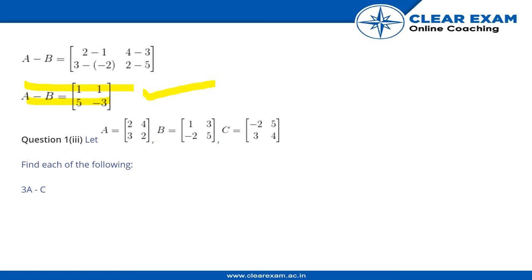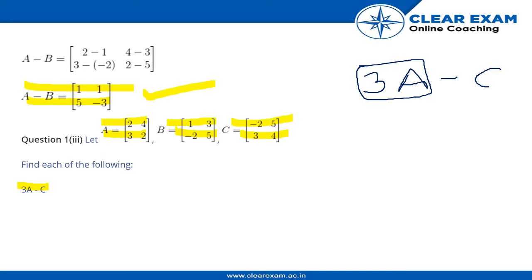Now moving to the next part, we again have three matrices A, B, and C, and this time we have to perform 3A minus C. That means first we have to multiply a constant with a matrix, that is A, and then subtract C from the resultant matrix. So we have our A matrix here, and we have to multiply this matrix by 3. So let's see.